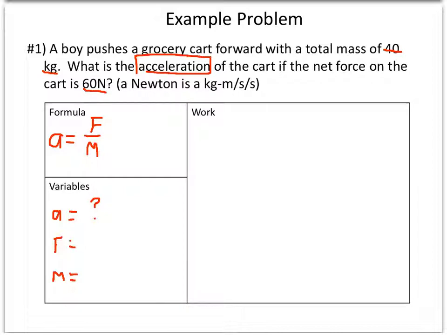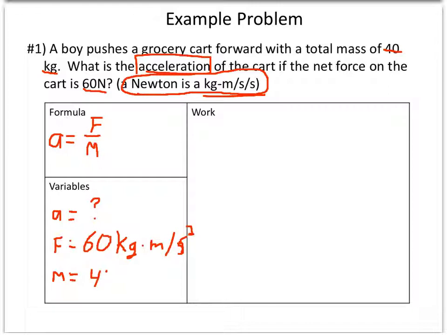If you weren't in class when I gave these notes, we went through a long process trying to understand why a newton is actually a kilogram times a meter per second squared. You can either get together with me or talk to a student about that. So the force is 60 newtons, but I'm going to write that as 60 kilograms times meter per second squared, and the mass is 40 kilograms.